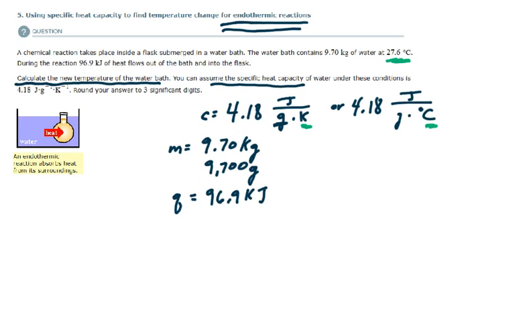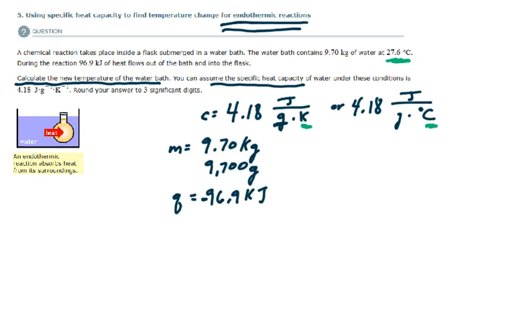So heat is leaving the water bath and going into the flask, right? They give us the mass of the water bath. They give us the specific heat capacity of the water in the water bath. And they give us the initial temperature of the water in the water bath. They also tell us how much heat leaves the water bath. So when heat is leaving the substance or the sample that you're talking about, then the sign for Q for that value is going to be negative. Okay, so again, Q is negative in this case because heat is flowing out of the water bath and is being lost.